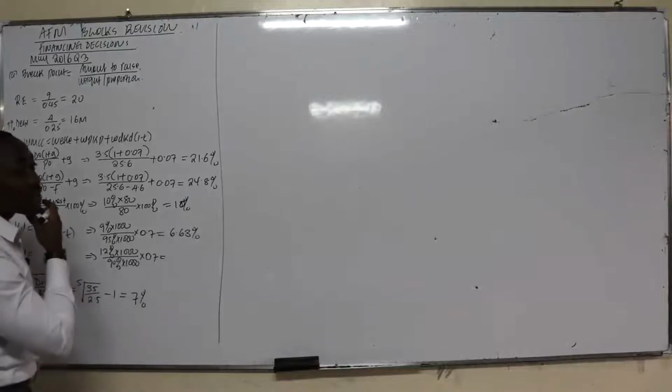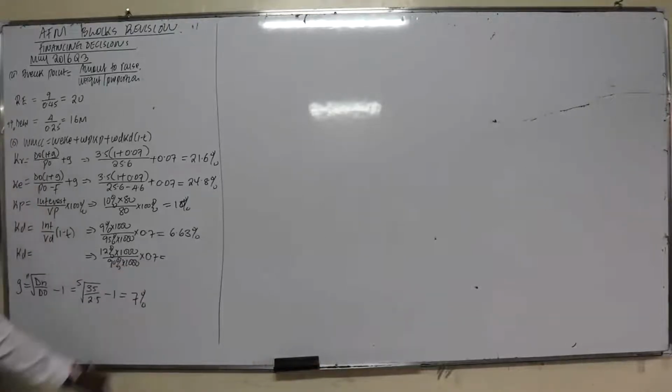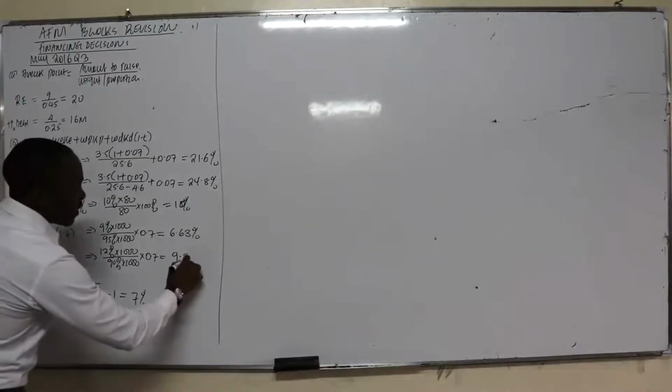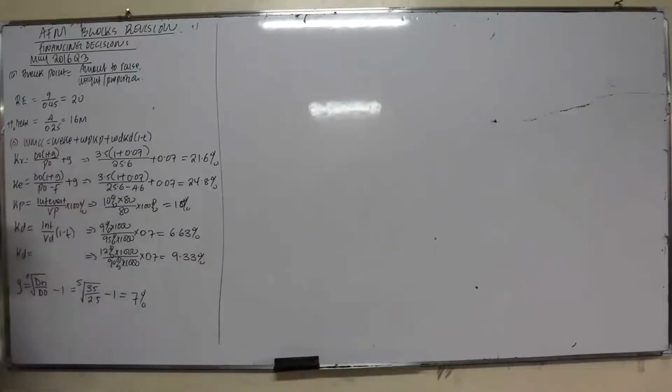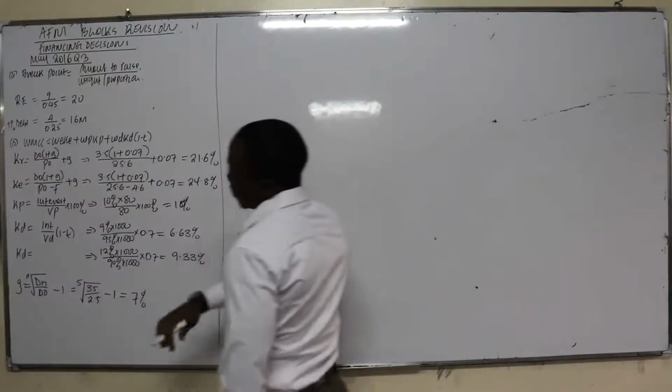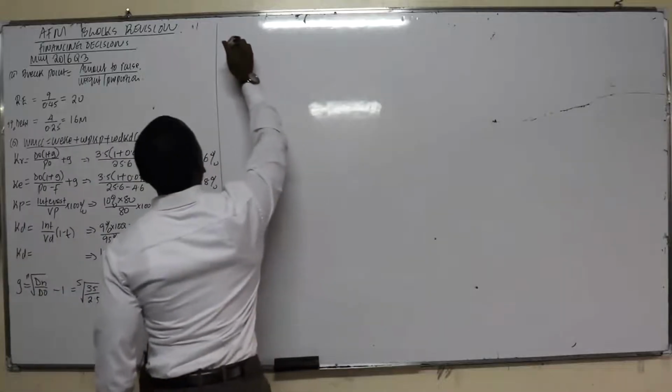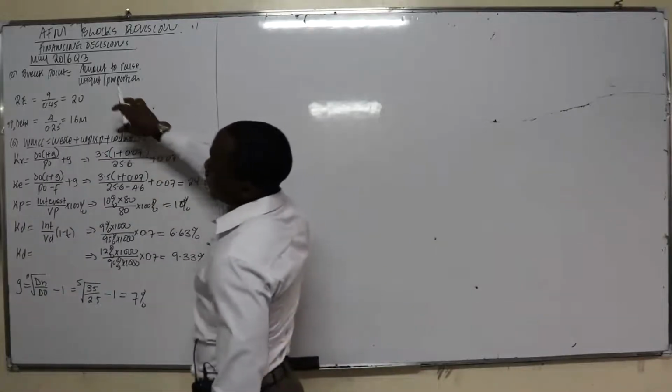Multiplied by 0.7, we get 9.33%. So now we can determine our WACC. We have all the costs. So how many WACC do we compute? To determine the WACC to compute, you'll be guided by the breakpoint.